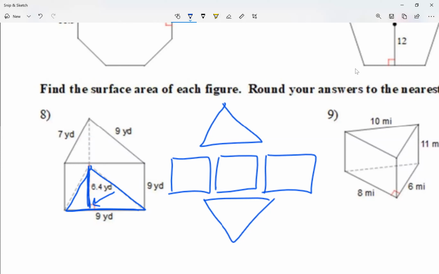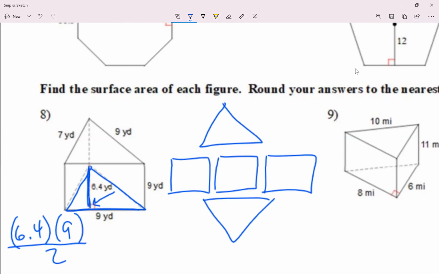So I'm gonna go 6.4 times 9, right? To begin with, I have to multiply the 2 numbers that make the 90-degree angle, and then I have to divide this by 2. Remember, a triangle is half of a rectangle, so 6.4 times 9, divide this by 2. That's gonna give me the area of my triangle. In this case, I get 28.8. All right. So I'm going to say that each of my triangles is 28.8.